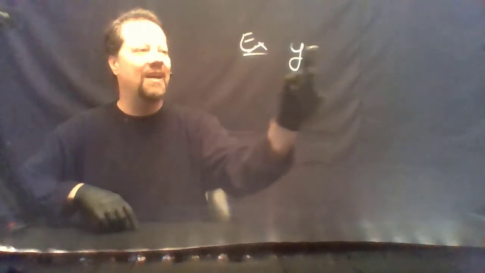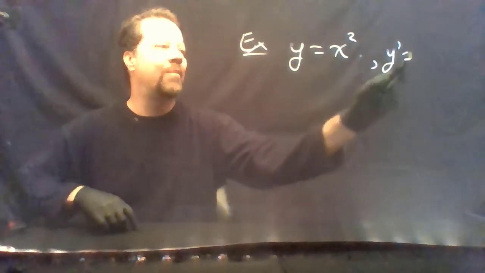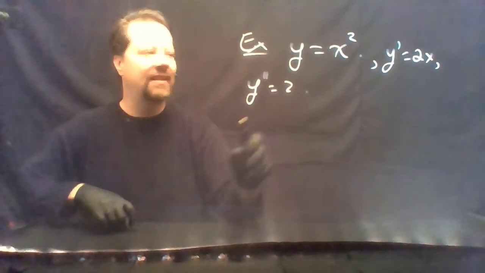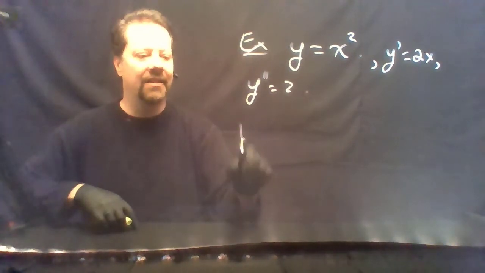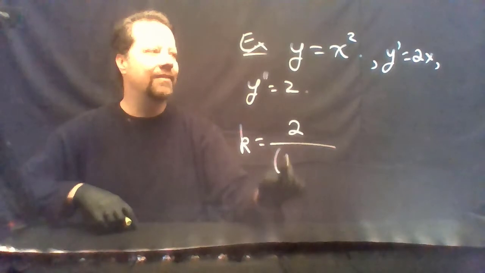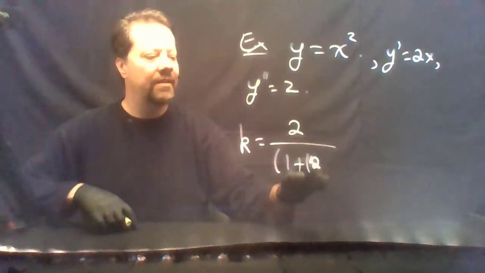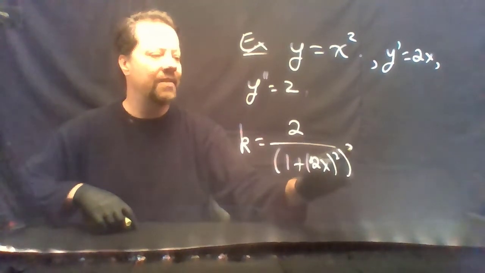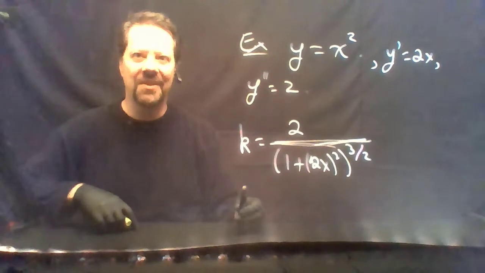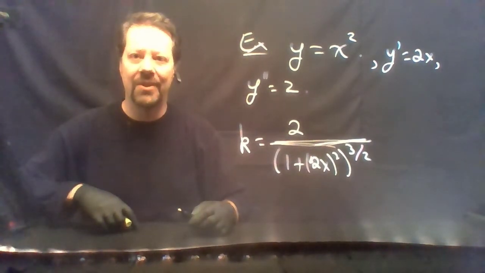Let's suppose that y equals x squared. Then y prime is 2x, and y prime prime is 2. It follows then that the curvature is the absolute value of 2 over 1 plus, well, 2x squared to the power of 3/2. You can see that when x is equal to 0, we'll have a curvature equal to 2.